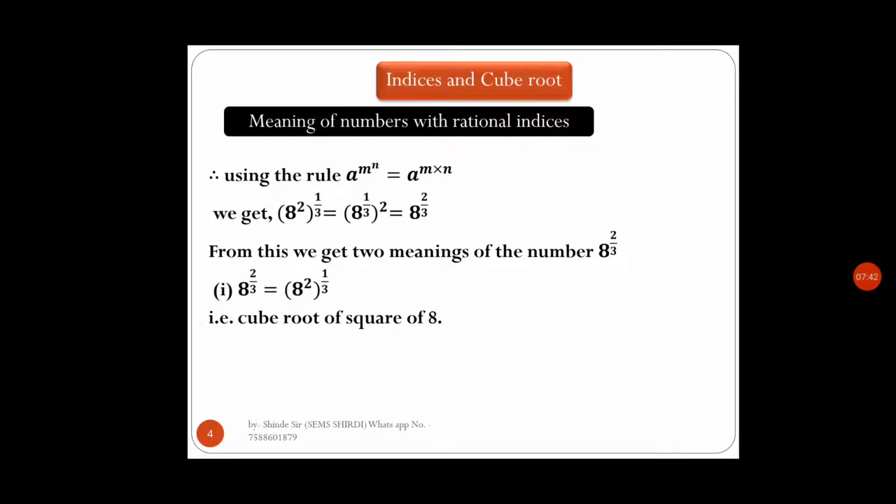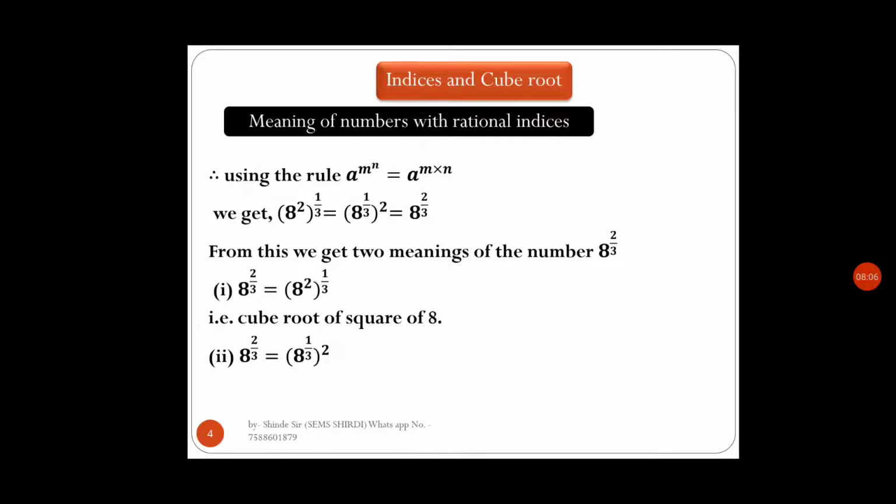And the second way, 8 raised to 2 by 3 is equal to 8 raised to 1 by 3 in bracket squared. Its meaning is, first we take the cube root of 8, then the outside bracket means square: the square of the cube root of 8.